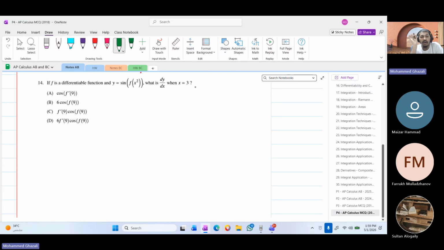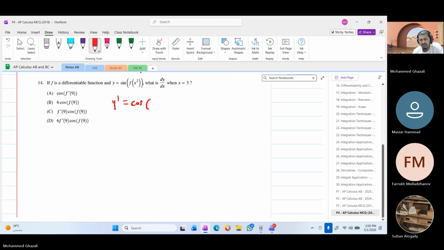Now, it's very important how you differentiate this. This is a composite function. So you start differentiating from the outer one, leave the inside, then differentiate f, then differentiate x squared. So y prime is equal to differentiate sine of the whole thing. What do you get? Cos of the whole thing.